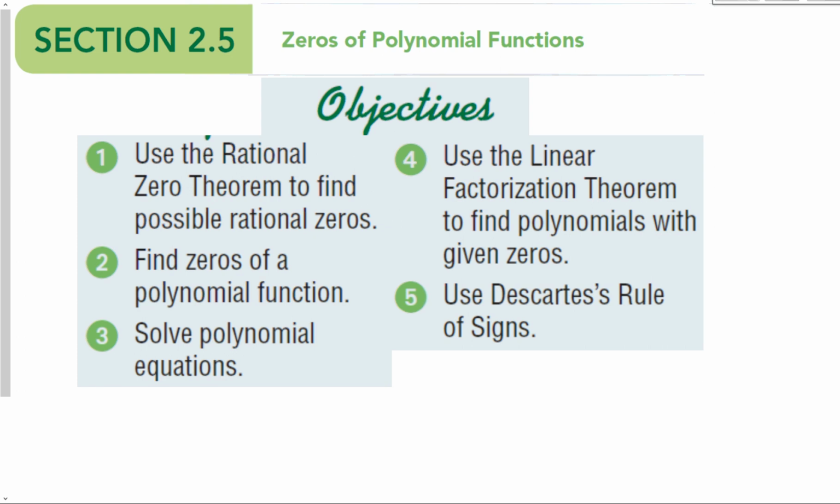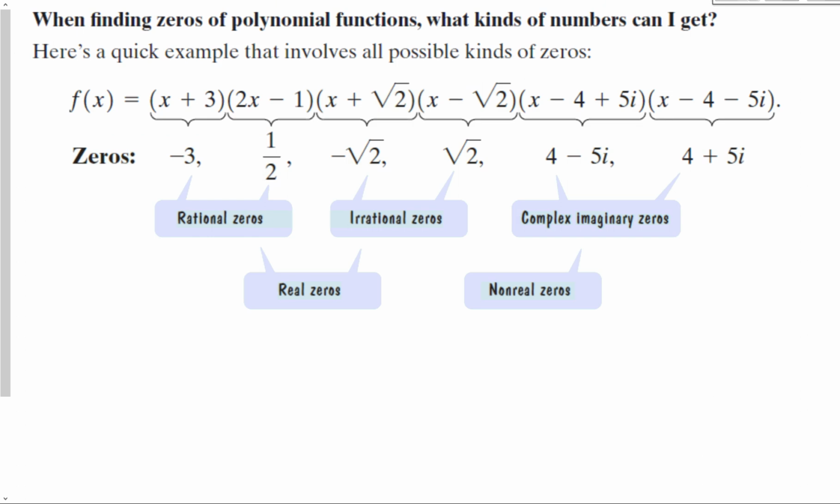So in the last section, we used polynomial long division to try to figure out if a polynomial is divisible by some sort of factor. Okay? In this section, we are actually going to find all the factors of a polynomial, so that way we can solve polynomial equations. And we're going to do this primarily using not long division, mostly synthetic division, because it's faster. So when finding zeros of a polynomial function, what kind of numbers can you get?